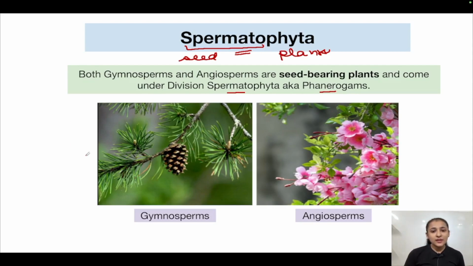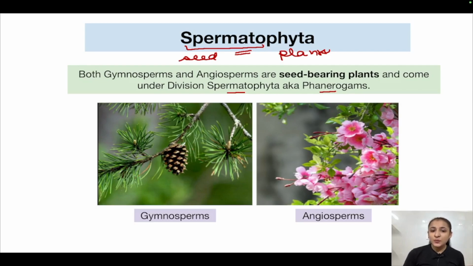So this is the image of Gymnosperms and this is the image of Angiosperms. Angiosperms are flower-bearing plants, they are the flowering plants. But Gymnosperms do not contain flowers. This is one of the major differences between Gymnosperms and Angiosperms.